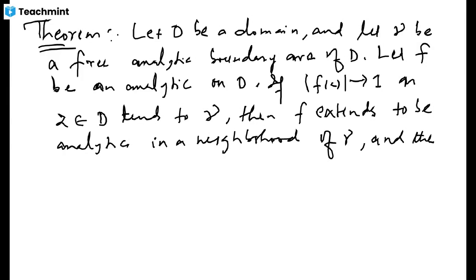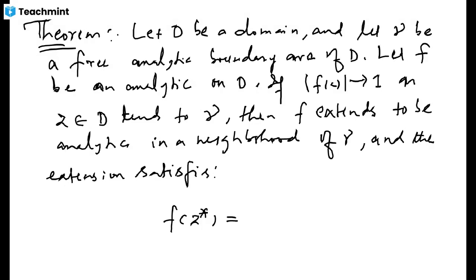The extension satisfies: the image of the reflection of the point z will be the reciprocal of the conjugate of the image of z, in a neighborhood of gamma. So we have this situation. We have a free analytic boundary arc of a domain, and on the domain we have an analytic function, and we want to extend this bounded function beyond the boundary.